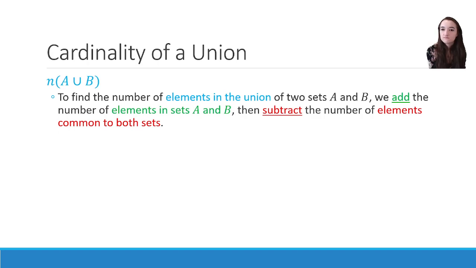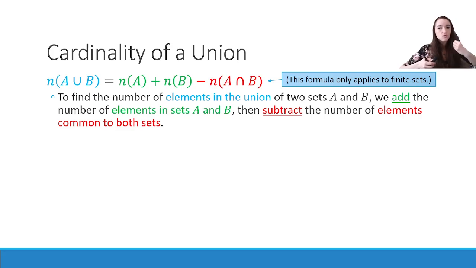Now, we've talked about cardinality of sets before. How is that cardinality affected when we talk about the cardinality of intersections or unions? So we can find the cardinality of a union. This is sort of the only one we're going to talk about explicitly, but you'll see the cardinality of the intersection is sort of part of it. To find the number of elements in the union of two sets, A and B, we add the number of elements in sets A and B, then subtract the number of elements common to both sets. So number of elements in A, number of elements in B, then remove whatever we would have double counted.